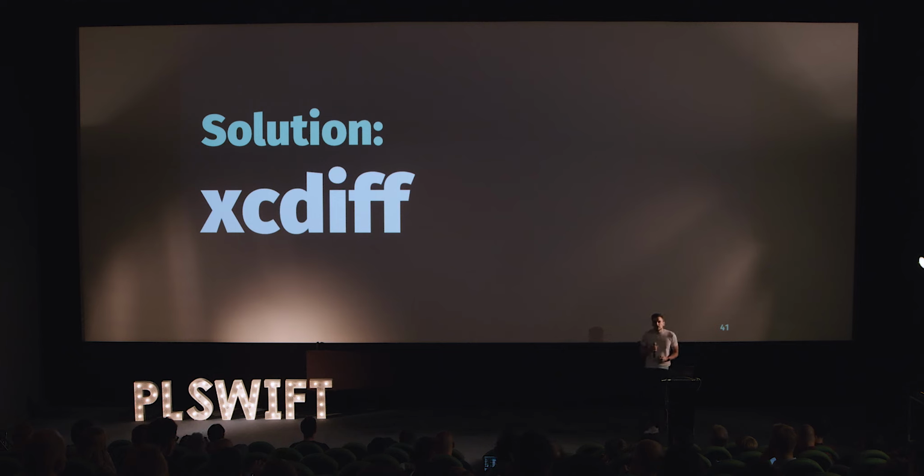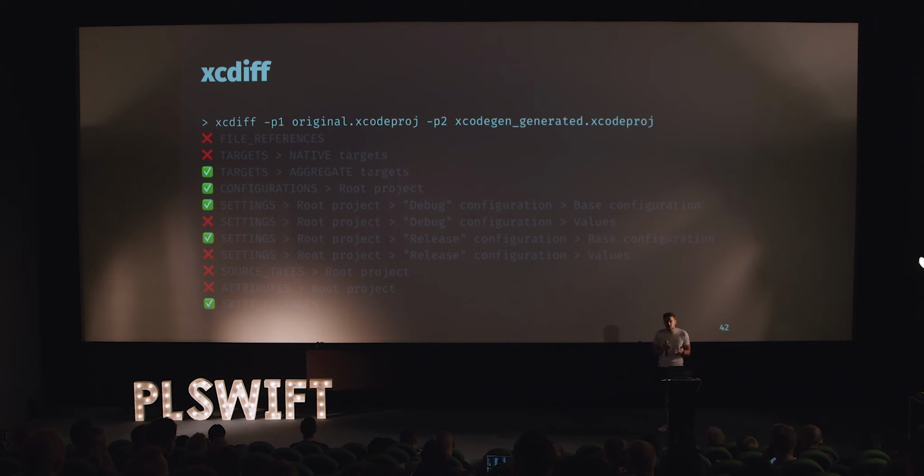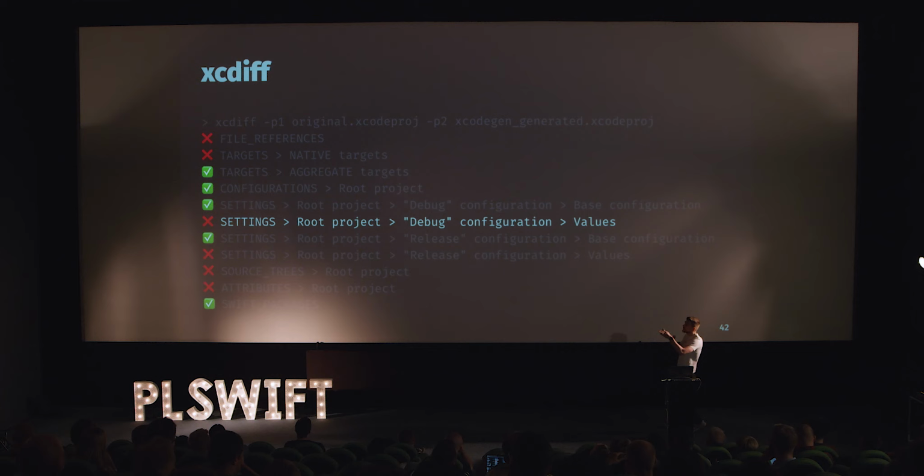It allows you to run diffs between two Xcode projects. So in our case, we would run XCdiff with the project we had before introducing XcodeGen and the project XcodeGen generated for us. And after we run it, XCdiff gives us a rundown of all the differences between those files. So here we see that we have some discrepancies in file references, or we have some differences in project configuration for debug. And this allows us to find those differences.